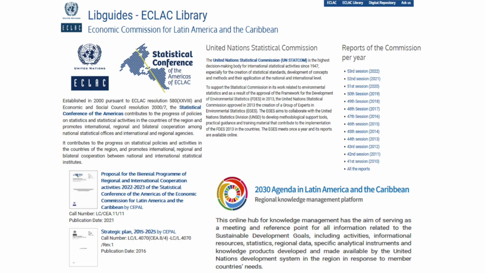Keeping on with the sections, it seems important to mention the regional and global institutions. You will find all the information related to the Statistical Conference of the Americas, as well as its working groups and their products. You will also have access to session reports by topics of the United Nations Statistical Commission and the Expert Group on Environmental Statistics.